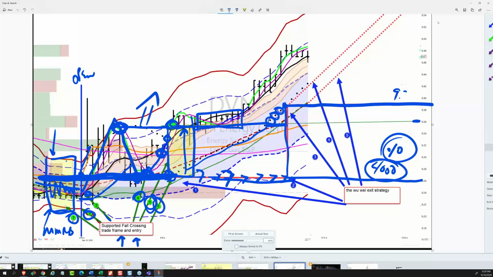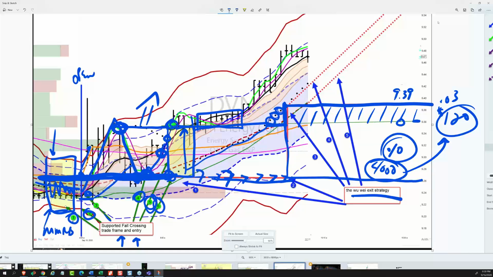939. So from 936 to 939, that's 0.03. And if I'm using my $400 and 4,000 shares, that's $120. No matter what else happens, I'm not losing money on that trade. Now, the sniper comes up to here, and now the Wu Wei exit strategy.